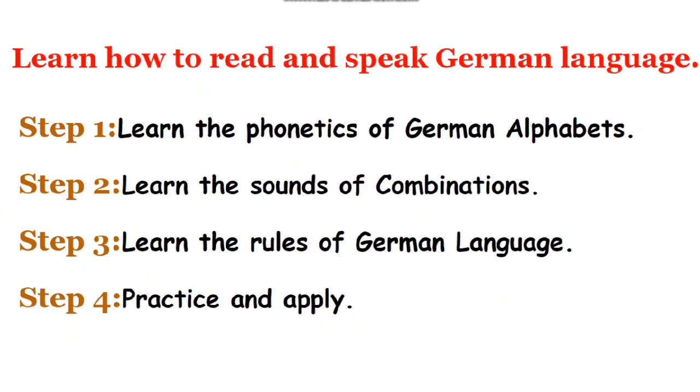Now here are some steps that will help you learn how to read and speak the German language. The first step is to learn the phonetics of the German alphabet. The second step is to learn the sounds of combinations. The third step is to learn the rules of the German language. And the fourth and last step is to practice and apply the above three steps on German words.